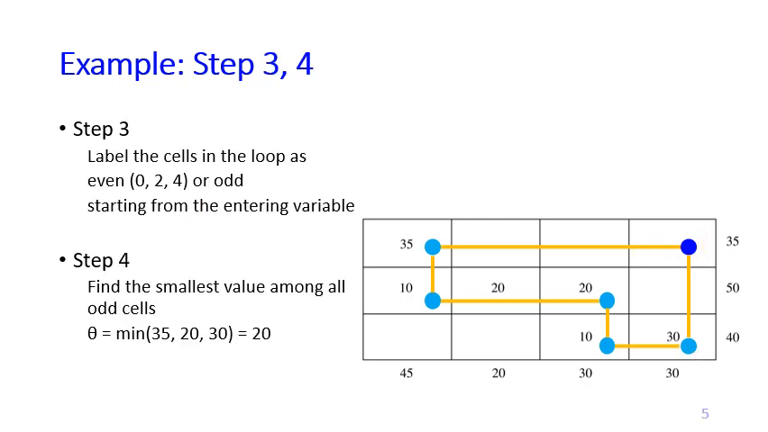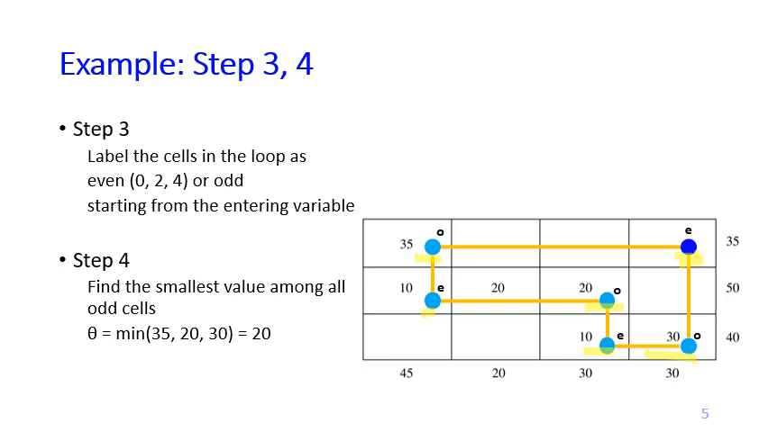Now in step 3, we are going to use the loop that we've got before and label the cells as either even cells or odd cells. Even is like starting from the entering variable, it's 0, and you can think of this as 1, 2, 3, 4, 5. So in other words, this will be even because it's 0. This will be odd because 1. Then even again, odd, even, and odd. So that's for step 3.